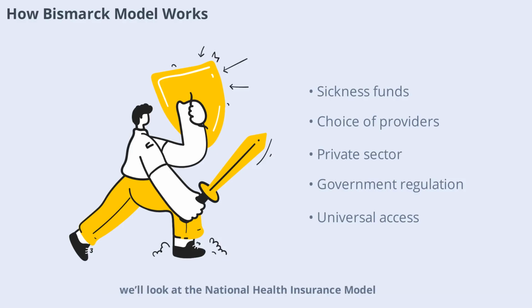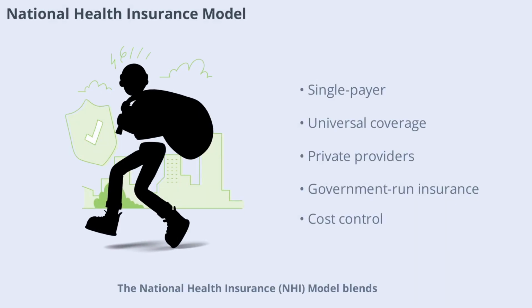Next, we'll look at the National Health Insurance model, which combines elements of both Beveridge and Bismarck. The National Health Insurance (NHI) model blends aspects of the Beveridge and Bismarck systems. In this model, healthcare providers are mostly private, but the government runs a single insurance program that everyone pays into. This system is found in countries like Canada, South Korea, and Taiwan. The government collects premiums and uses these funds to pay for healthcare services, aiming to provide universal coverage while controlling costs. Let's see how the NHI model functions in practice.